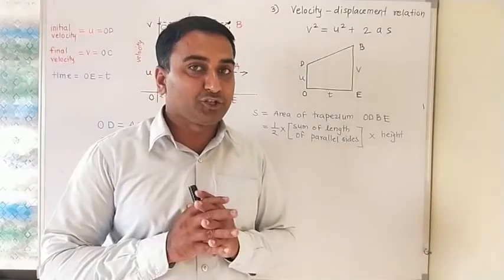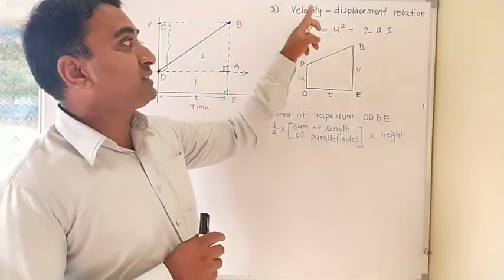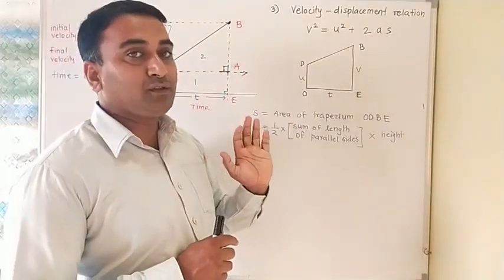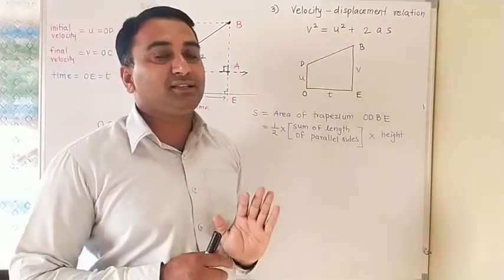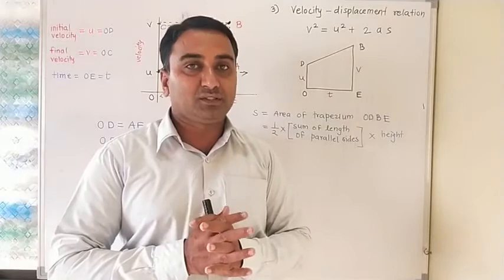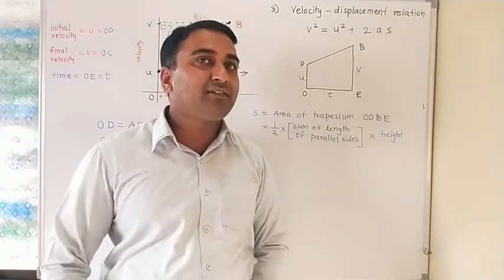The third relation. What is the relation? Velocity displacement relation. So what is that equation? V square is equal to U square plus 2AS. That is the relation given by Newton. But how it is, that we are discussing.